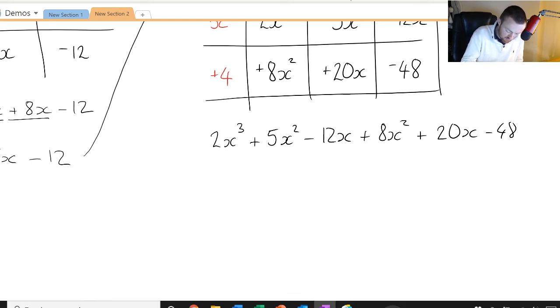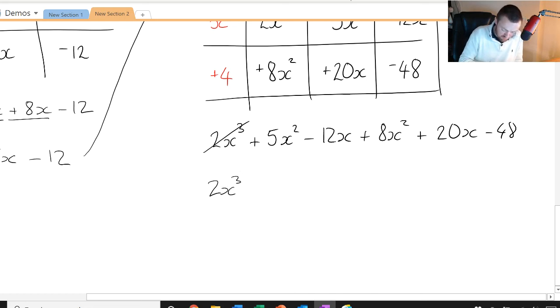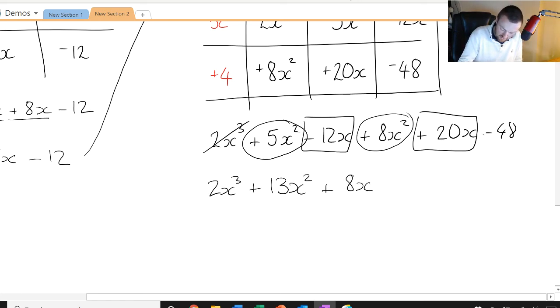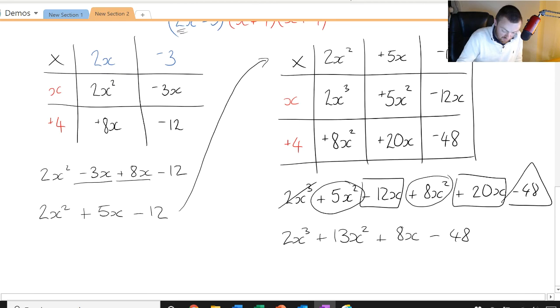There's only one term with an x cubed in it, so that becomes 2x cubed plus 5x squared and then plus 8x squared. It's going to give you 13x squared. And I've got negative 12 plus 20 is going to give you plus 8x. And then let's use a triangle on that one. That's going to be negative 48. So there's a couple of examples there.